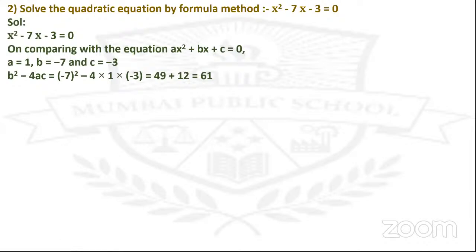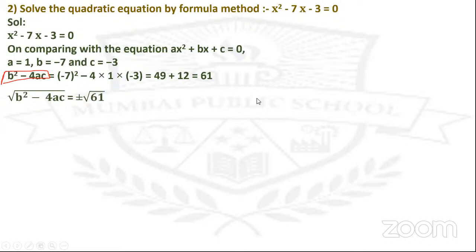Your formula is minus b plus or minus the square root of b squared minus 4ac, upon 2a. But what I suggest is that when you are asked to solve the quadratic equation by formula method, first find the value of b squared minus 4ac separately. So it is minus 7 squared minus 4 into 1 into minus 3. That is 49 plus 12, which is 61.